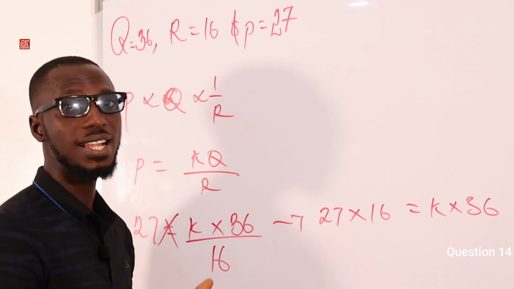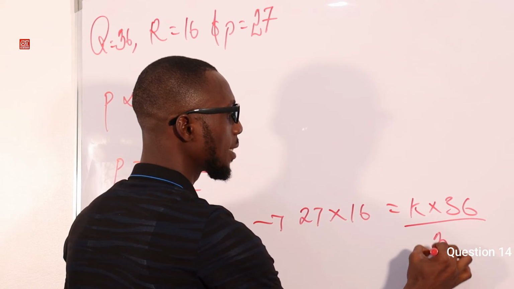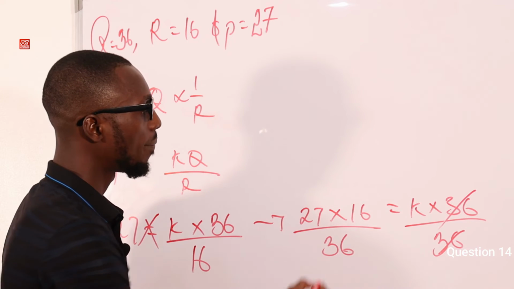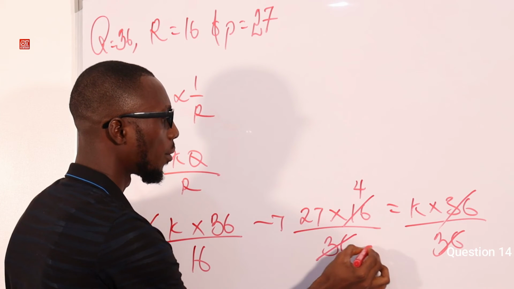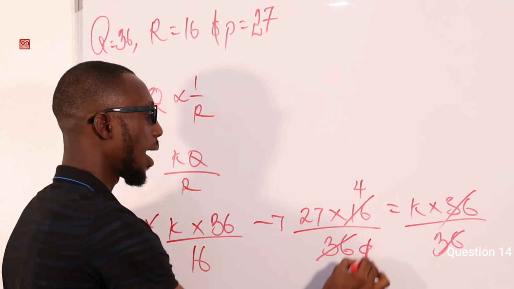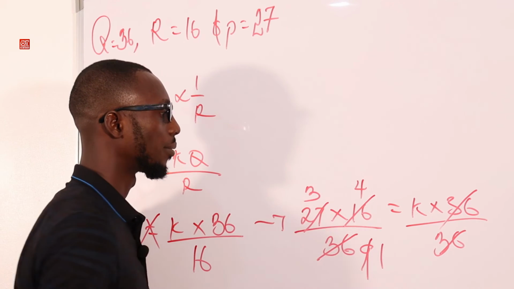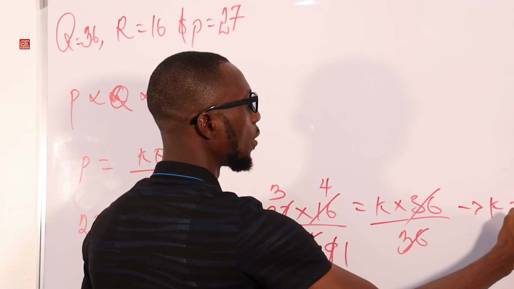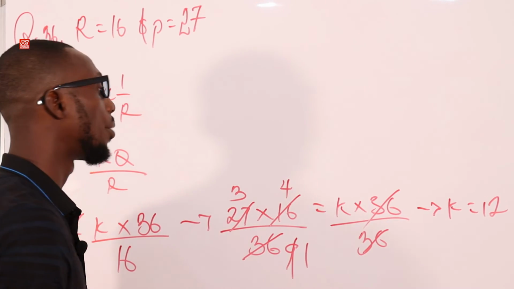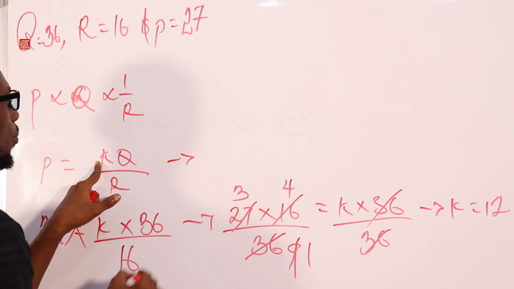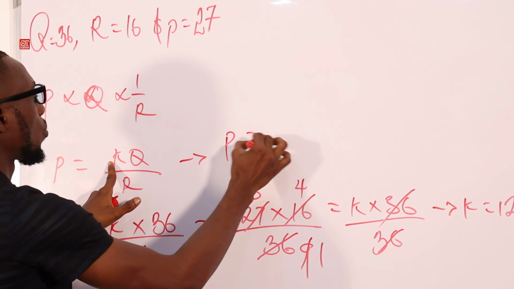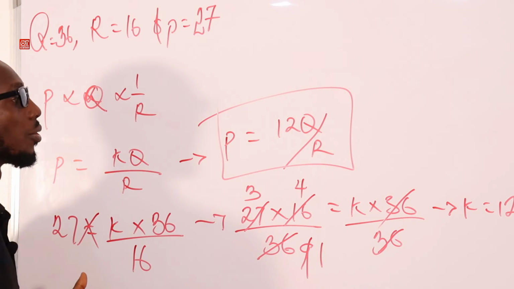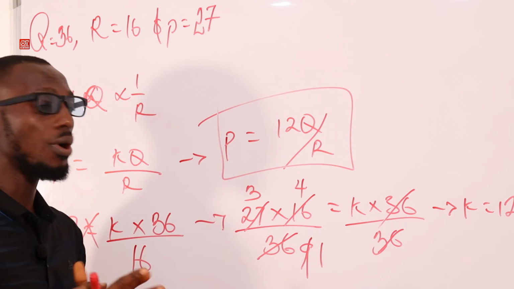We can divide both sides by 36. So I can pull out 4 in 4, 4 in 9, 9 in 1, 9 in 3. So 3 times 4, we have 12. So we have gotten the constant K as 12. So the relationship between P, Q, and R will be, from here, we've gotten K as 12, that will be P equals 12Q over R. This is the relation we are looking for. P equals 12Q over R.